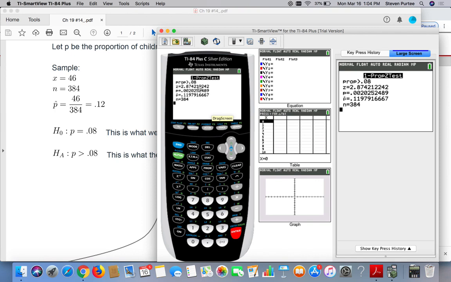So there's the z-score associated with getting this sample, 2.874. That's my sample success rate. That was the 12% right there. This is the number we care about right here. That's the p-value right there. So our p-value is 0.002. That's really the only number we care about on the screen.